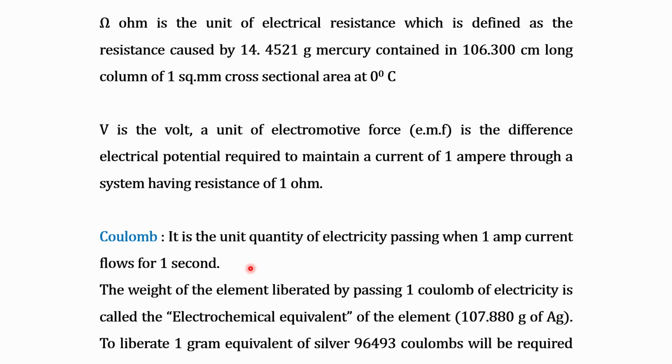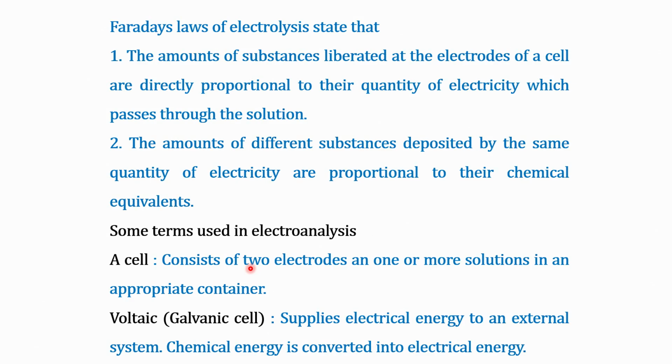Now, to liberate 107.880 gram of silver, I have to pass 96,493 coulombs. I have to pass that much of current in coulombs, 96,493, and that is what it means.